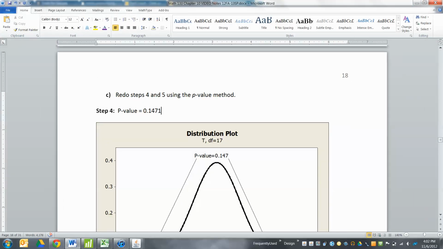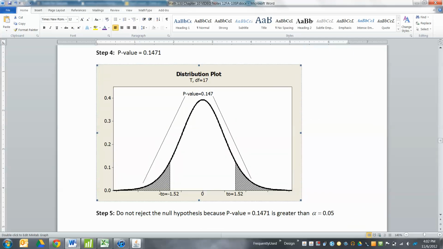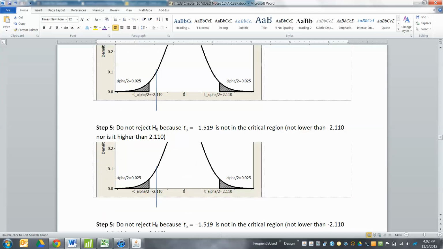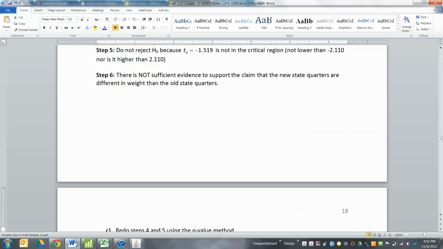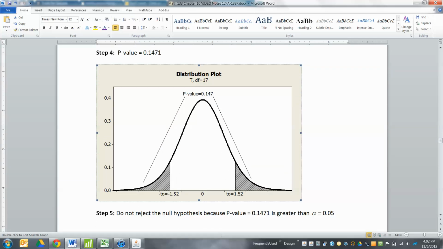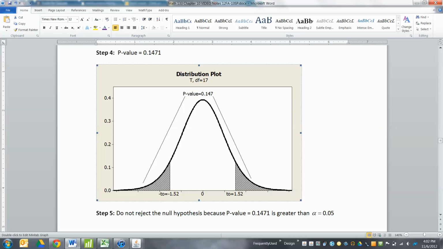Let me scroll back a little bit. You draw this picture, and yes, you still have to do this. Draw it by hand. It looks like a normal curve, but it's not. It's a t-curve with degrees of freedom of 17. You put down your test statistics, which is 1.52 and negative 1.52, not your critical values. That's the classical method, where you put in your t alpha and negative t alpha over 2. But in the p-value method, you just put down t0 and negative t0, which is honestly a lot easier. The p-value method is way easier. And then this p-value, 0.147, is both those two tails put together. Automatically given, automatically added up for you.